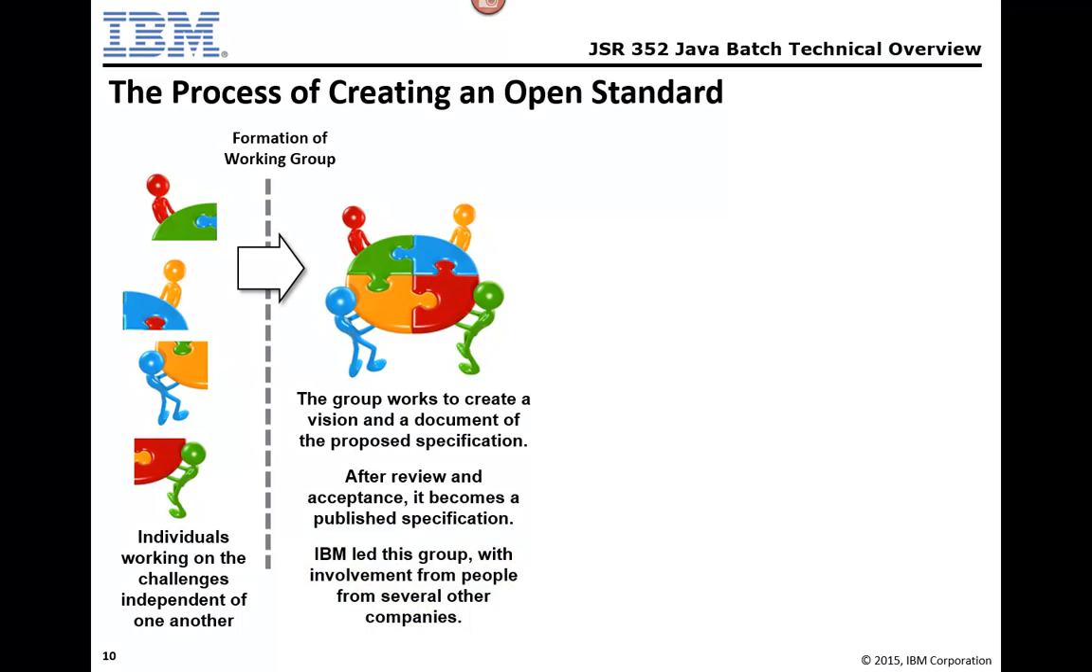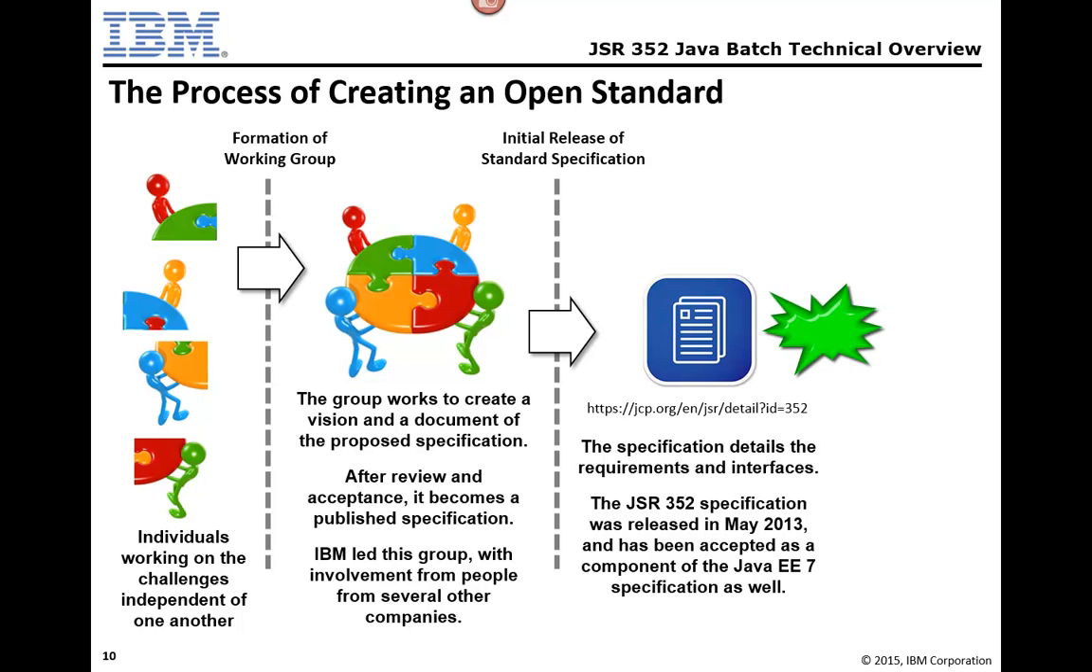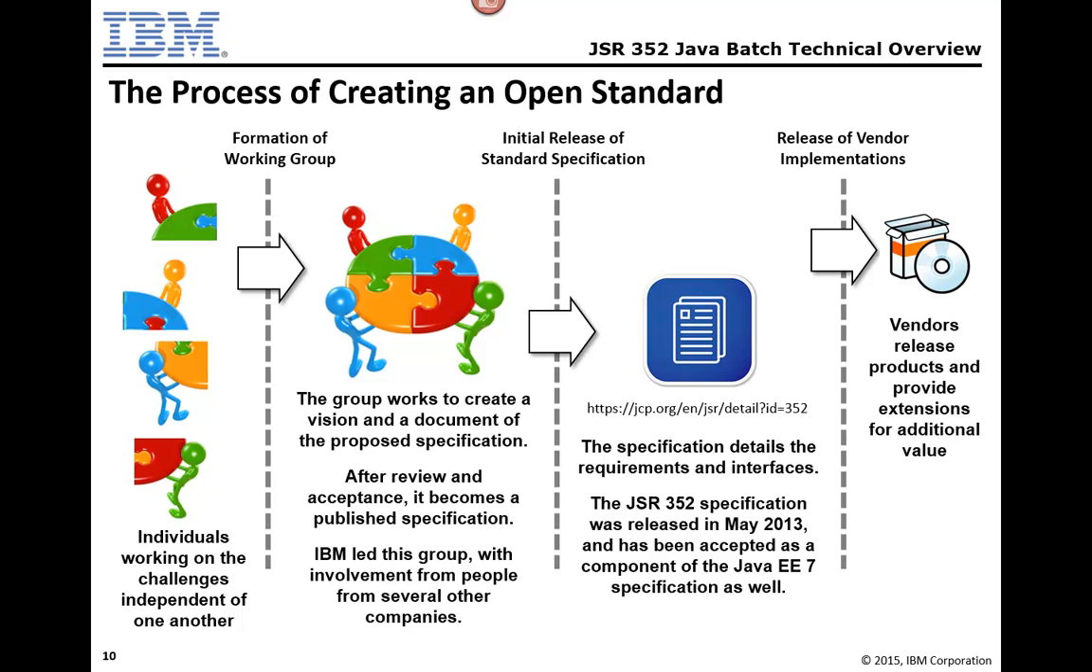After discussion and review, an open standard is published. For Java Batch, that open standard is known as JSR352. The initial release of this standard was in May of 2013. The standard documentation can be found at the URL shown on the chart. After the standard is published, vendors such as IBM build the standard into products. Vendors are free to provide extensions to the standard to provide additional value. That's what IBM has done with the JSR352 standard.